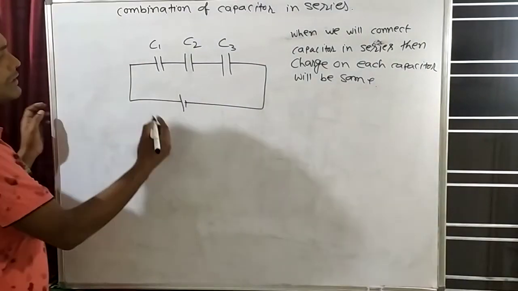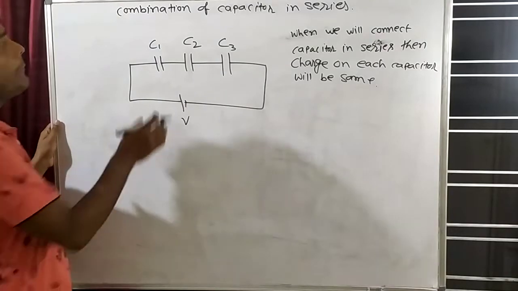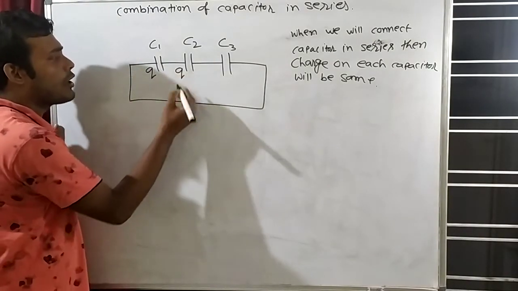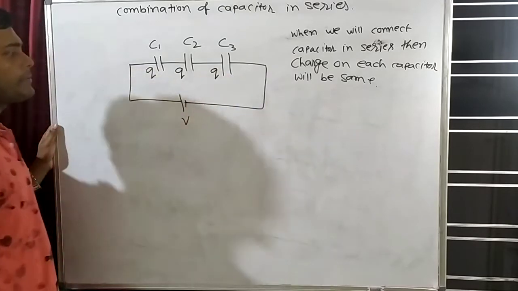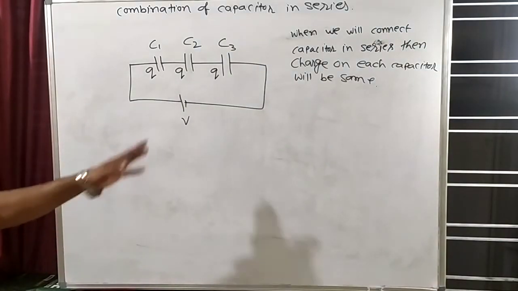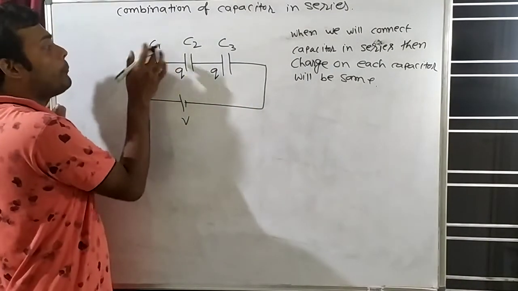Suppose this potential is V, so the charge on each capacitor will be the same. If on the first capacitor the charge is Q, on the second capacitor the charge will also be Q, and on the third capacitor the charge will also be Q. But the charge will be the same, the potential will not be the same. So here the charge is the same, and I don't know what the potential will be here.